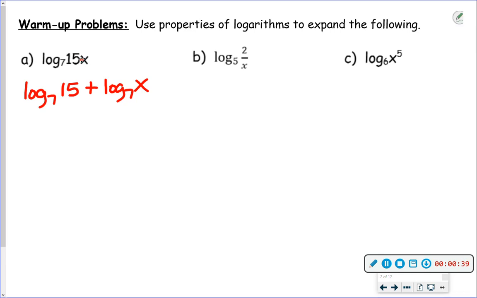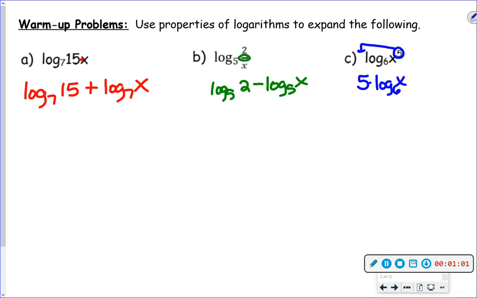So log base 5 of 2 divided by x, division expands into 2 logs subtracted. And last but not least, we have this power, the exponent. So I'm going to use my power property. That can drop down into the front. I can rewrite that as 5 times, and you don't have to put the times symbol in, the log base 6 of x. So just using our 3 properties just to do a quick little review.